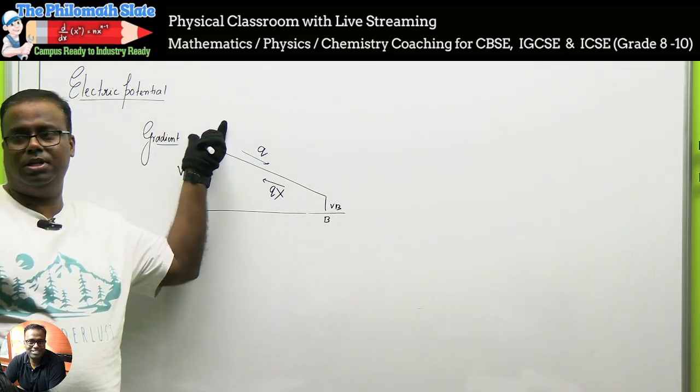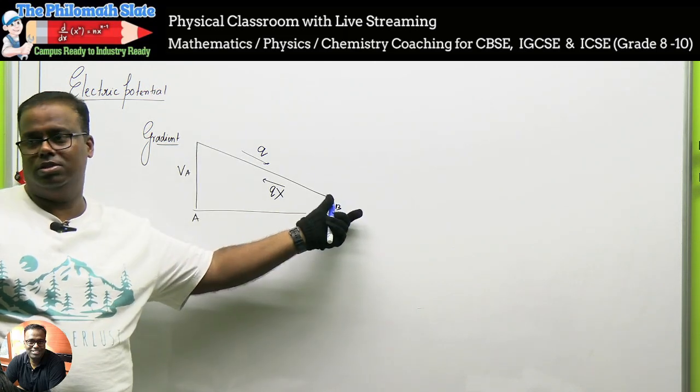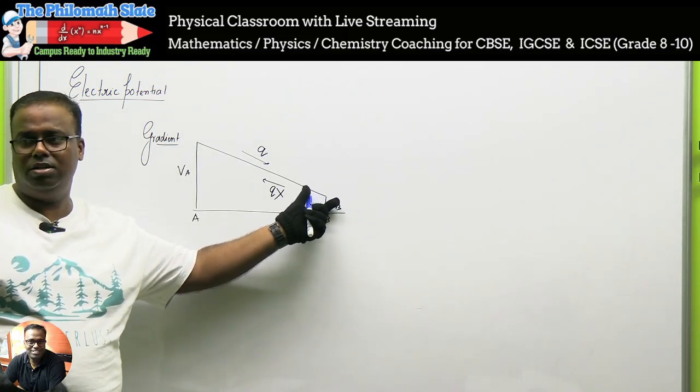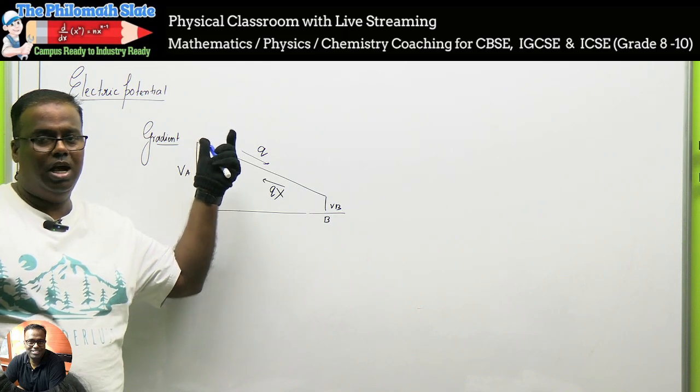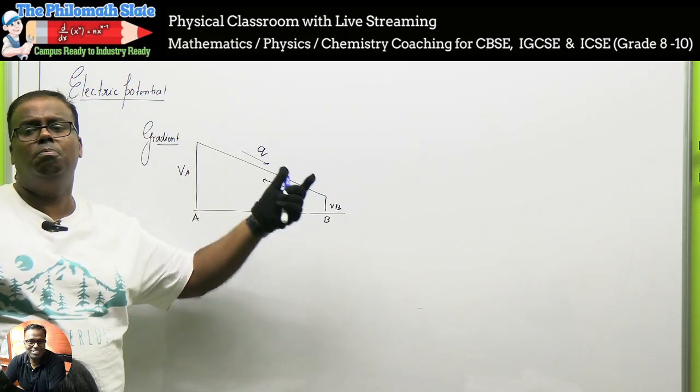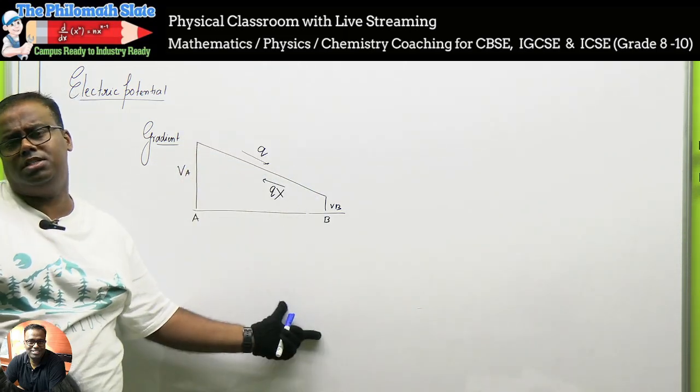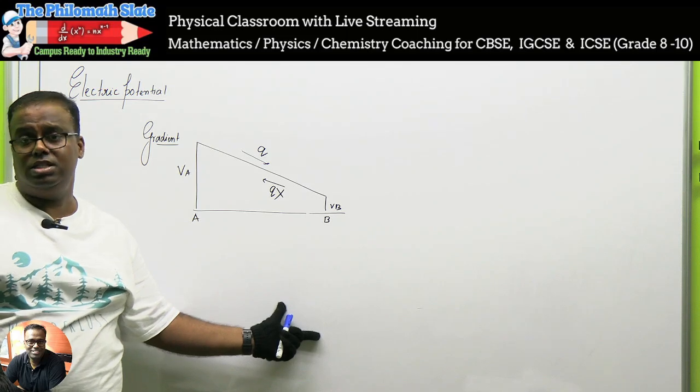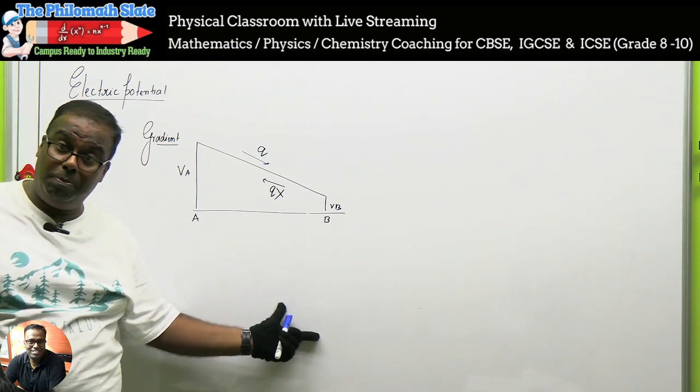Imagine a stone kept here. The stone will roll down. That's what we studied in work energy power in grade 9. Higher potential से lower potential, पानी ऊपर से नीचे अपने आप आ जाता है. नीचे से पानी ऊपर जाता है? नहीं, आपको पंप लगाना पड़ता है.